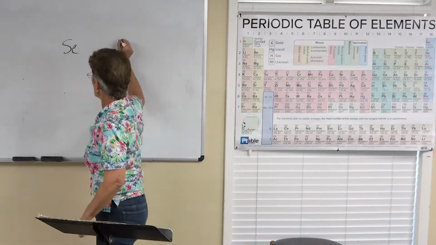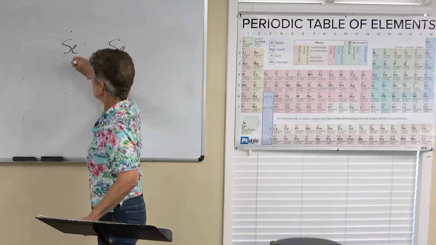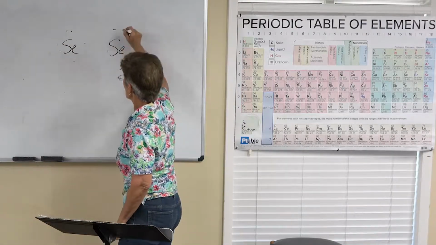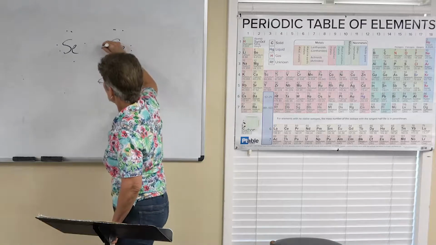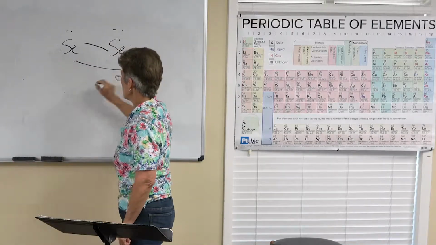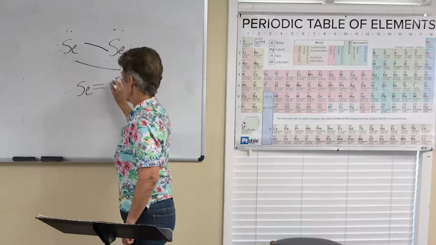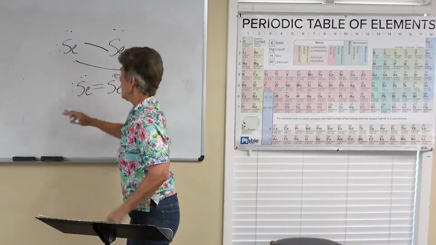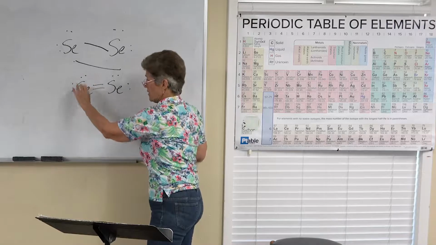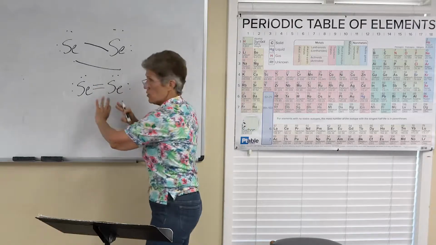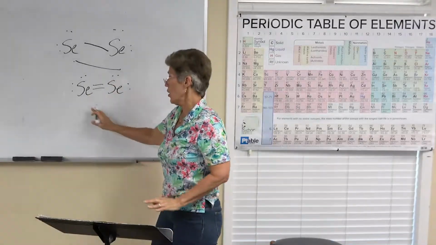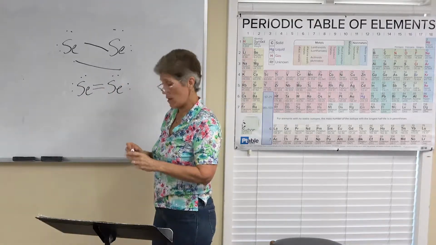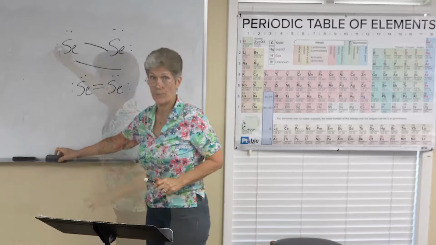The next one is selenium, which is down here, and it's in group 6. And there's 2 of them. 1, 2, 3, 4, 5, 6. So we can go like this and go like this. Now once again, you can put these dots here and these dots here. That doesn't really matter so much, but everybody should have 4 pairs around them and a double bond between the 2 of them, holding them together.